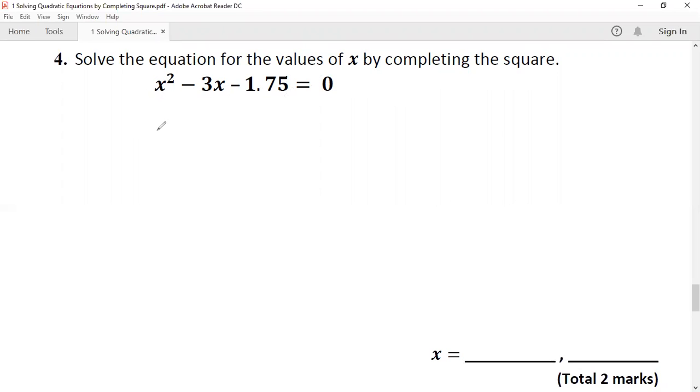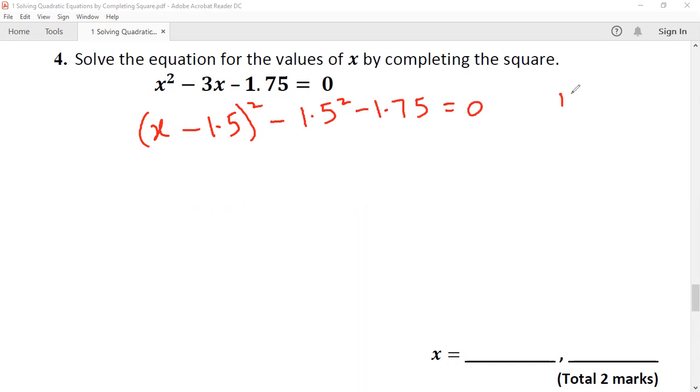So using the same technique, I'm going to write (x minus half of the coefficient of the middle term, which is going to be 1.5) all squared. Take away 1.5 squared minus 1.75 equals 0. Right, so as we know that 1.5 squared is equal to 2.25, this will be minus 2.25. And take away 1.75, that will give me 4.